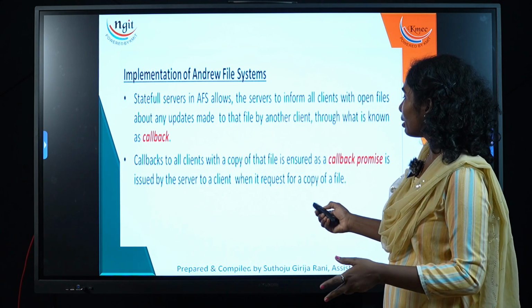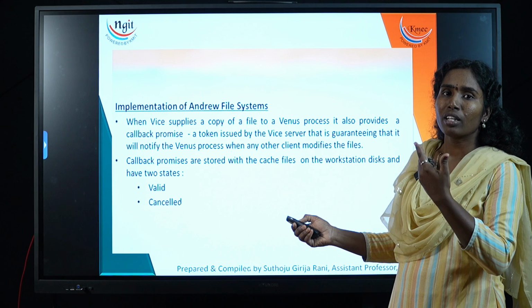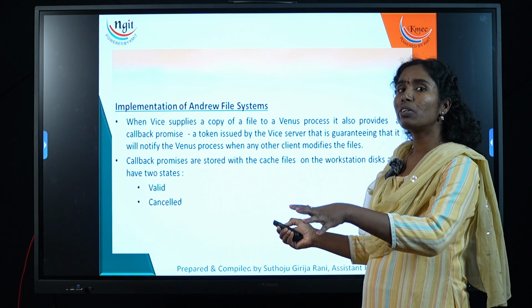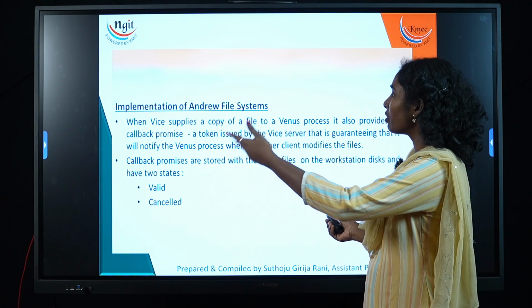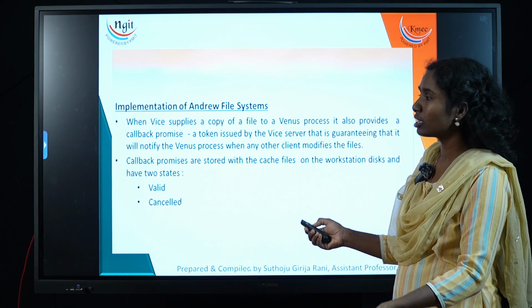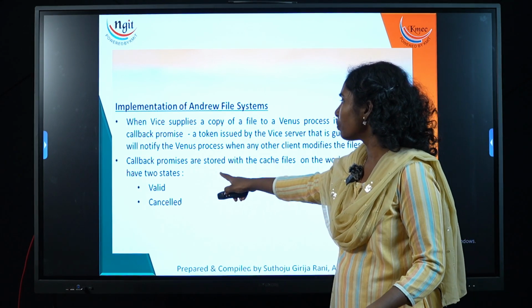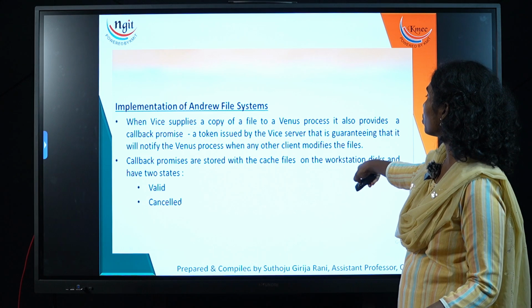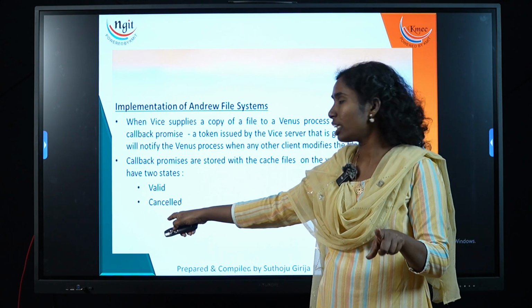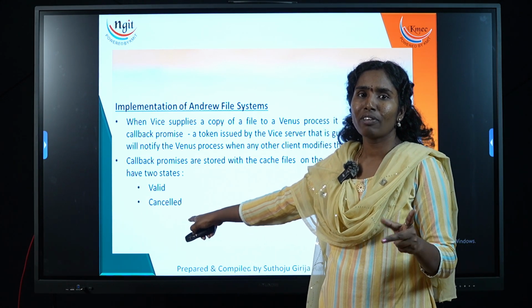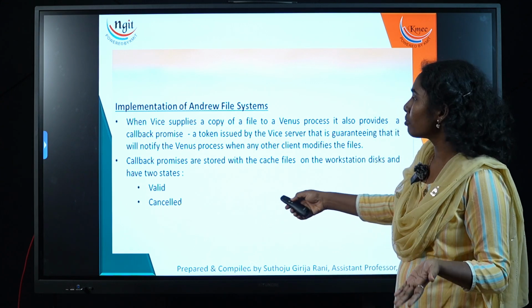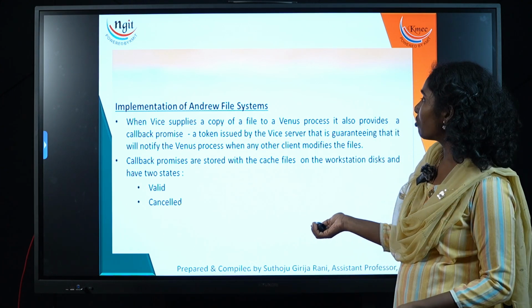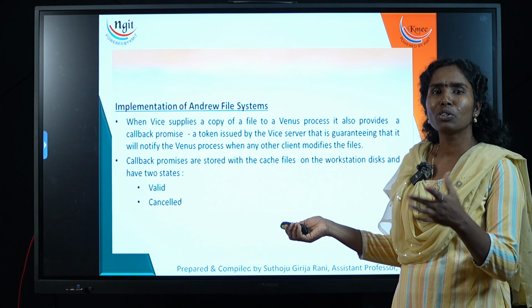So right, this message also, as a notification, all the stateful servers will be giving to their clients. So if callback promises are stored with the cache files on the workstations, we have two states, valid or cancelled. So valid means we are accessing it, cancelled means we don't want such kind of tokens or notifications at all.